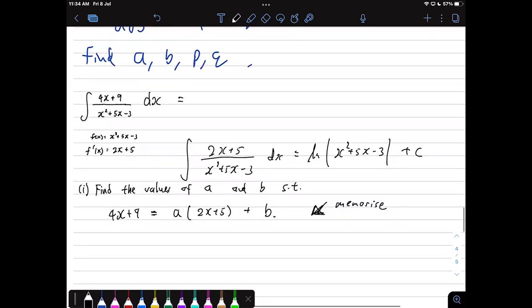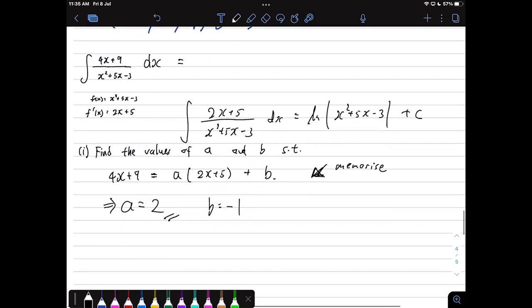So here you realize that A can actually just be 2, right? Because 2 multiplied by 2, you get 4x. 2 times 5, you'll get 10. But here is 9. How do you go from 10 to 9? What do you think? Plus 1, so 10 plus 1, 11? Minus. Minus 1, B should be -1.